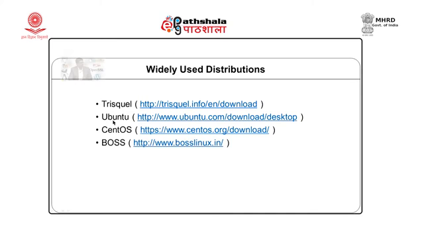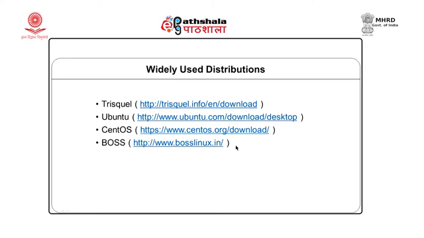Ubuntu is again freely downloadable. Usually the student community uses Ubuntu. It can be used for desktop. There is again another distribution that is for server as well. CentOS is Community Enterprise OS, which is a distribution derived from Red Hat Enterprise Linux, and generally system administrators prefer the CentOS distribution. And if you are looking for an Indian distribution which supports Indian languages, there is BOSS Linux, which supports a lot of Indian languages as well as our Indian packages.